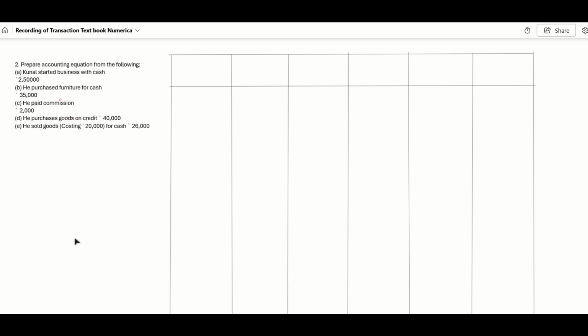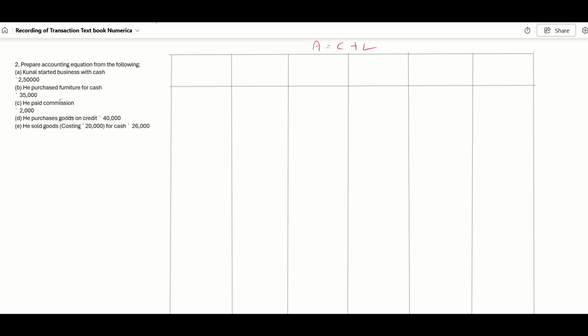Now let's see the second problem. Prepare an accounting equation from the following. Same, what's an accounting equation? Assets is equal to capital plus liability. I'm just writing in short form, you please don't follow that.